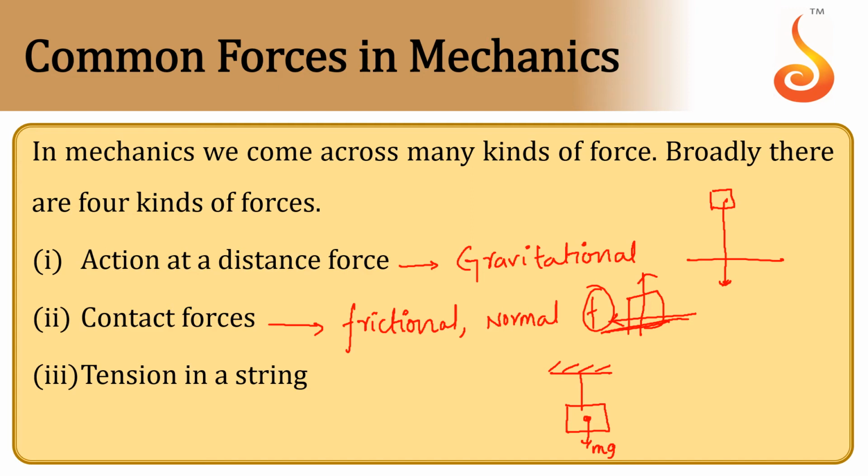Since its own weight is acting downward, there must be a counter and equal force which balances the weight. What is that force? That force lies in the string, which is nothing but tension. The tension force is always a pulling force, not a pushing force. So the tension will pull the body in the upward direction and weight will pull the body downward. So tension force is balancing weight here.